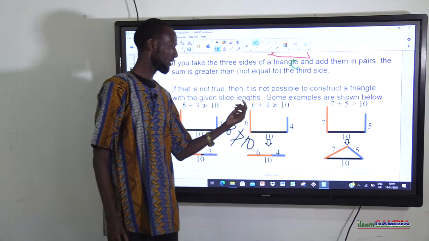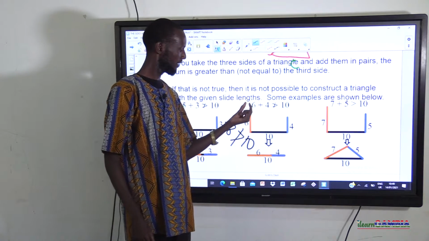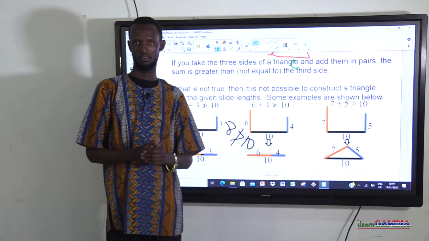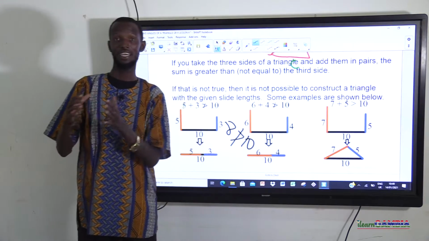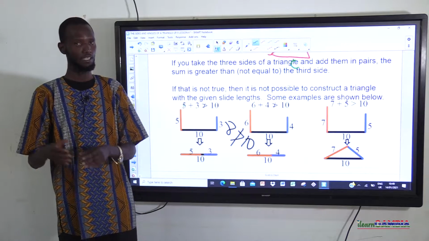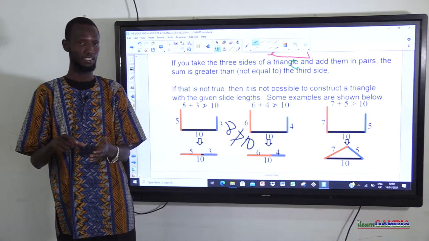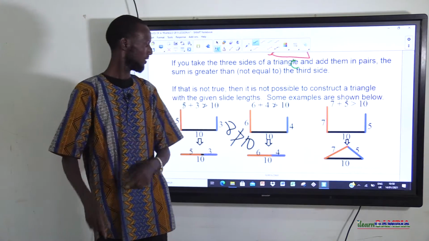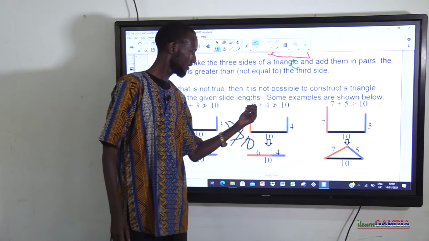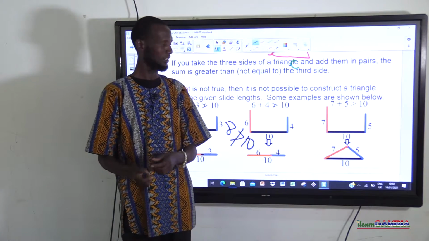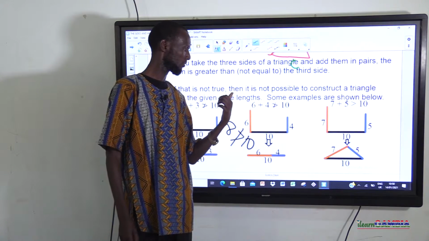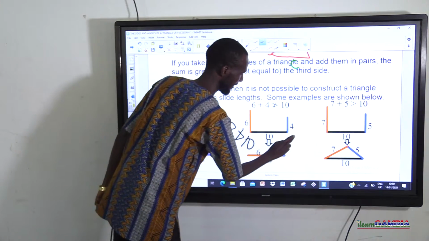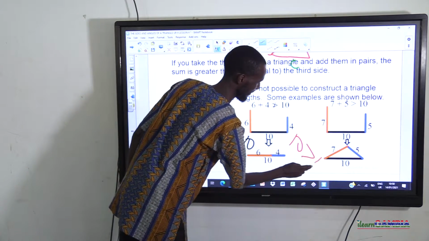Now let's try another three sides. Let's say we are given 6 units, 4 units, and 10 units. We want to know whether those three lengths can form a triangle. Again, go ahead the same way. Add any two pairs and see if you always get an answer greater than the third side. If we take 6 and 4 and add them up, 6 plus 4 gives us 10. Now, if you get 10, can we say 10 is greater than 10?